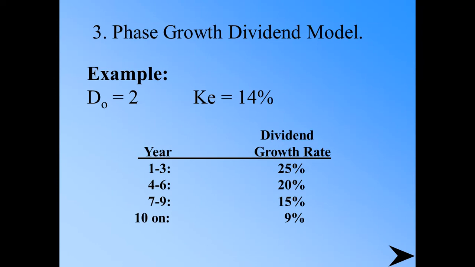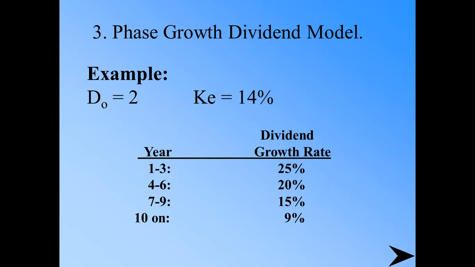So in this case, I have developed some phases. In the first 3 years, the current dividend is 2, the required return is 14%, and the growth rate is expected to be 25%. From the 4th to the 6th year, the dividend is expected to increase by 20%, and from the 7th to the 9th year, the expected growth in dividend is 15%, and from the 10th year onward, the expected growth rate is 9%. So how to find out the present value of the cash flows in this case?